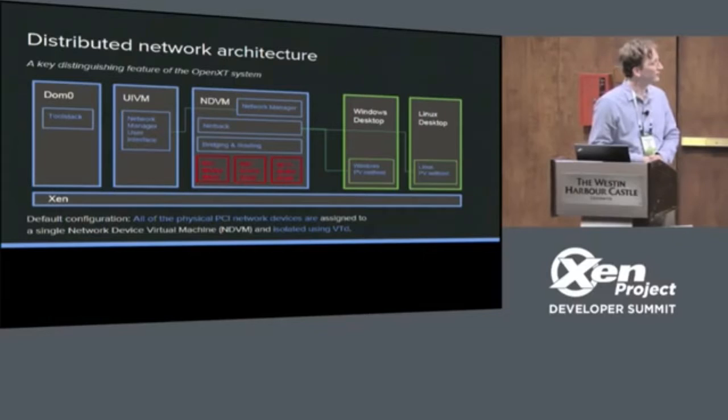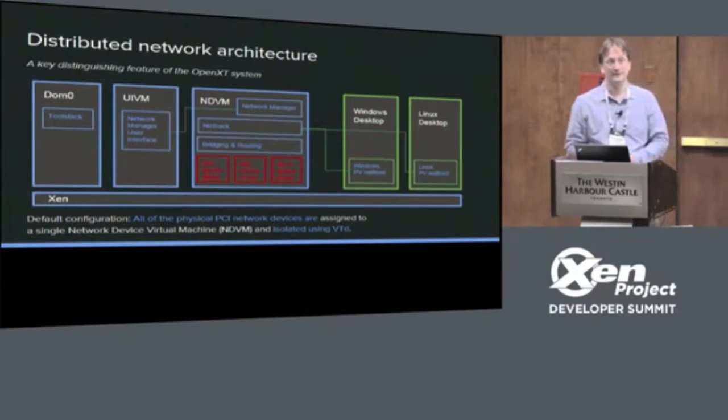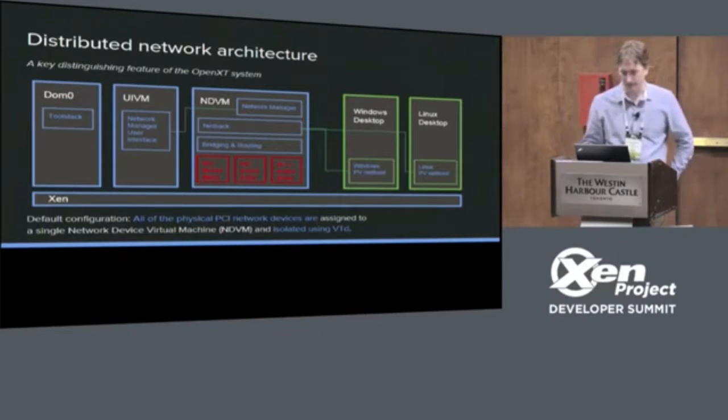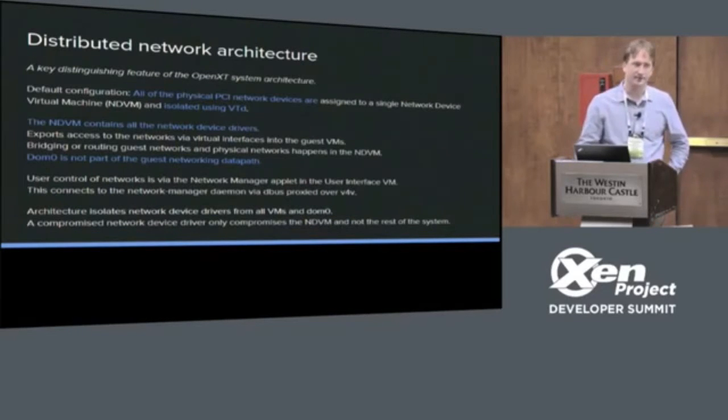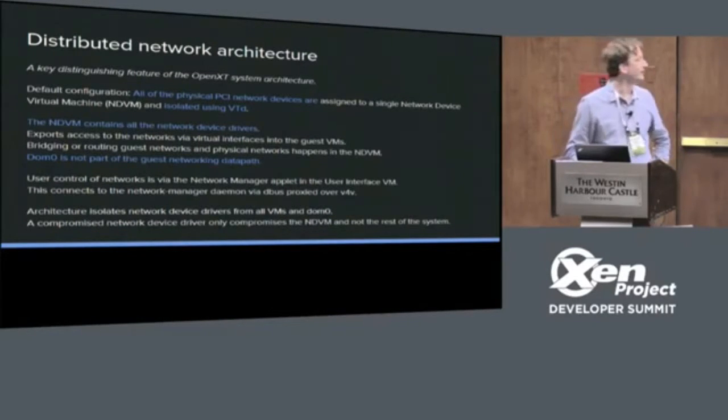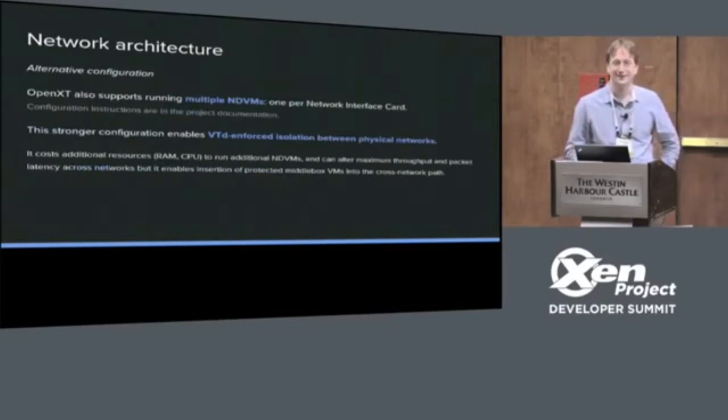The user interface, in order to manage the network configuration, is split between the user interface VM, where we have the standard network manager applet, and the network manager backend running within the NDVM, where all the bridging and routing happens. So this is what you get if you install the default configuration in OpenXT. And on this slide, I've used a bunch of words to describe the same thing for people who are not here, so that they can see later.